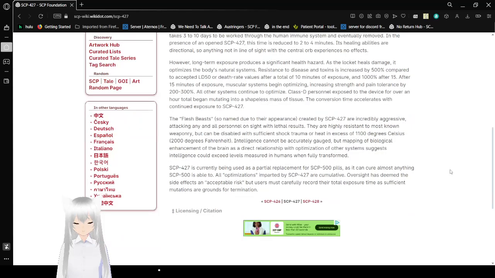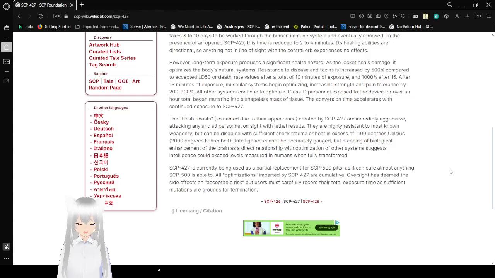As the locket heals damage, it optimizes the body's natural systems. Resistance to disease and toxins is increased by 500% compared to accepted LD50, or death rate, after a total of 10 minutes of exposure, and 10,000% after 15. After 15 minutes of exposure, muscular systems begin optimizing, increasing strength and pain tolerance by 200 to 300%. All other systems continue to optimize. Lastly, personnel exposed to the device for over an hour begin mutating into a shapeless mass of tissue. The conversion time accelerates with continued exposure to SCP-427.